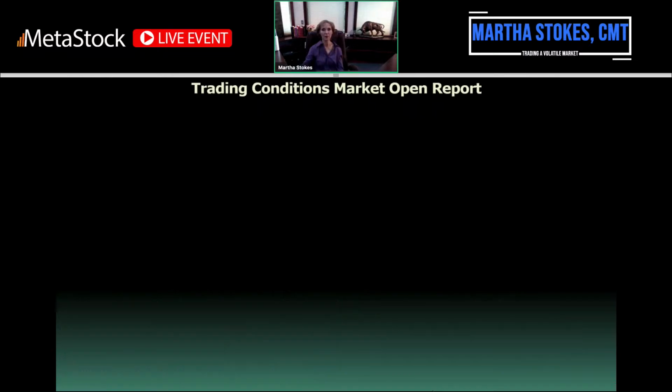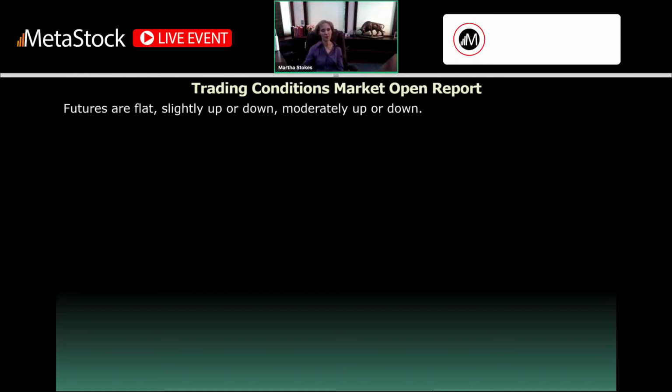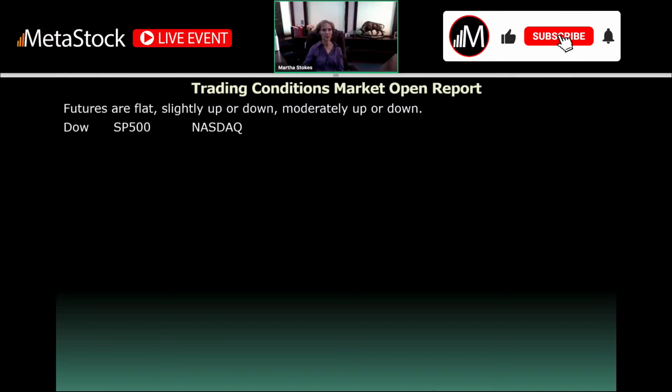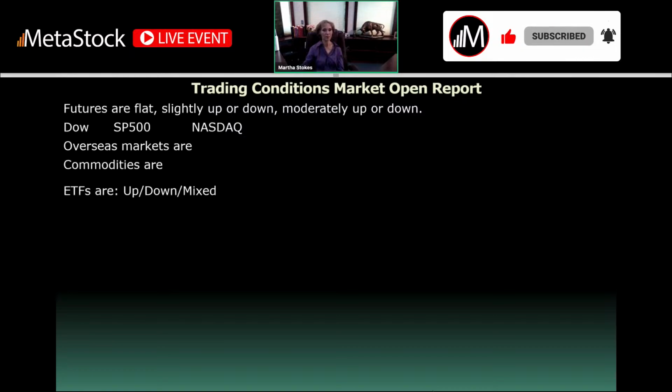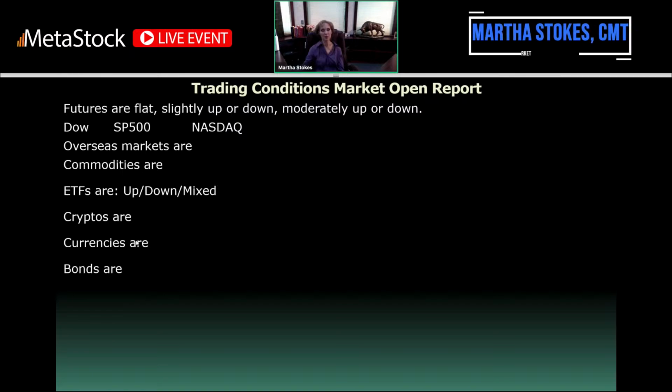So, the trading condition market open report. Futures are flat, slightly up or down, or moderately up or down. That tells you how the indexes are going to behave. And overseas markets, commodities, and ETFs are up, down, or mixed. Cryptos, currencies, and bonds as well. These are for people who trade these other markets that I have on my report. It can be up, down, or mixed on any of these.